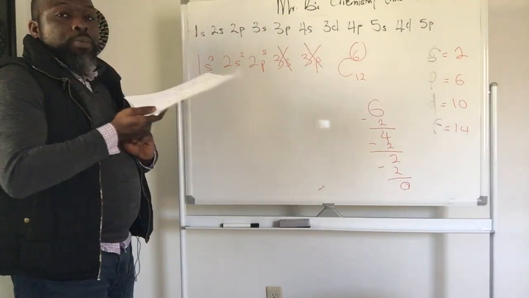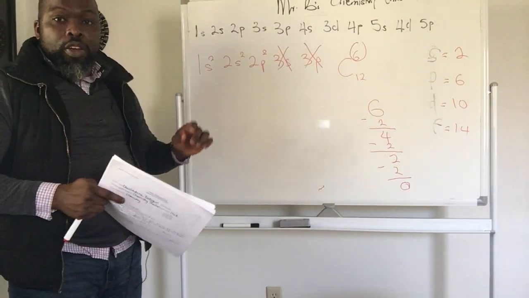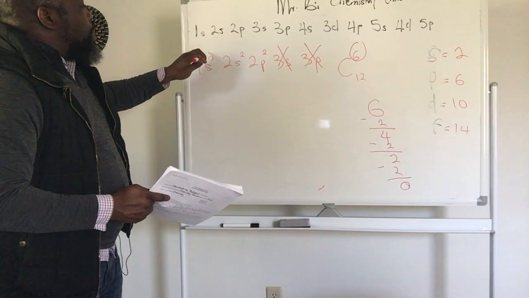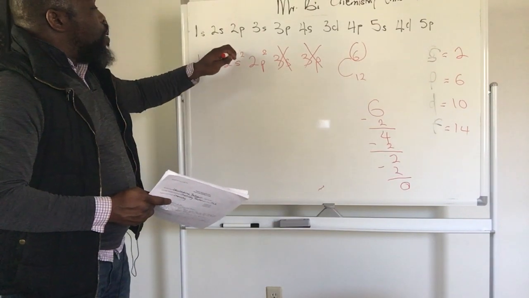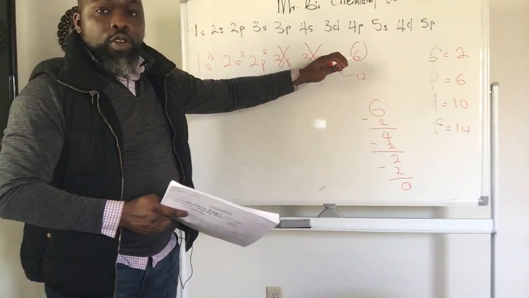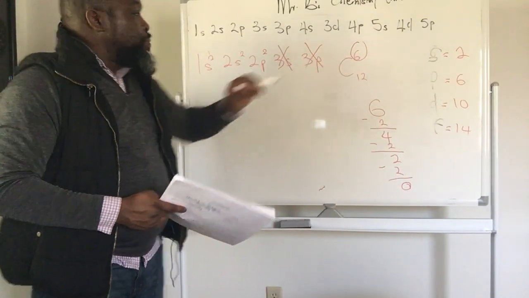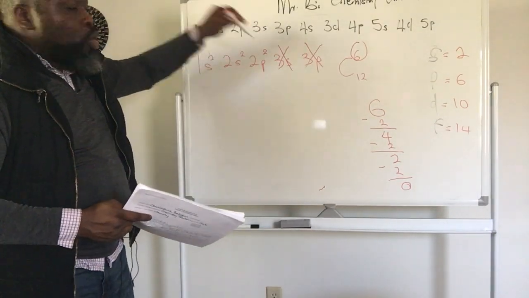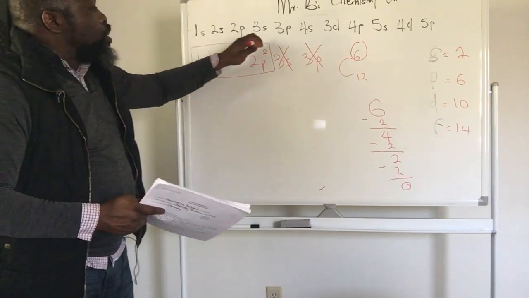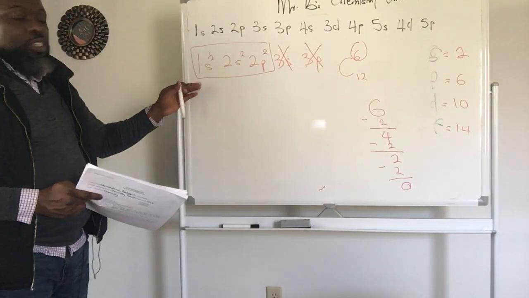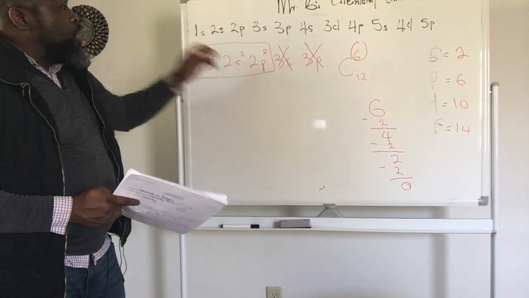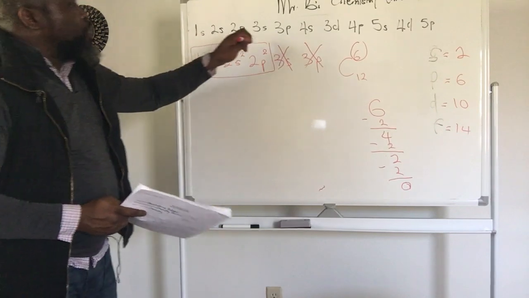To double check if what you did is correct, add all these subscripts right here: 2, 4, and 6. When you add all this, you must get back your atomic number 6. So 2, 4, 6, we are able to get our 6 back. That means this is the electron configuration for carbon: 1s2, 2s2, 2p2. So 2, 4, 6. That means we are correct.